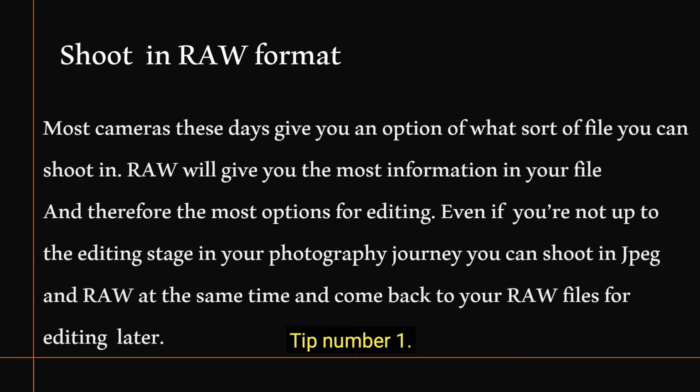Tip number 1. Shoot in RAW format. Most cameras these days give you an option of what sort of file you can shoot in. RAW will give you the most information in your file and therefore the most options for editing. Even if you're not up to the editing stage in your photography journey, you can shoot in JPEG and RAW at the same time and come back to your RAW files for editing at a later date.